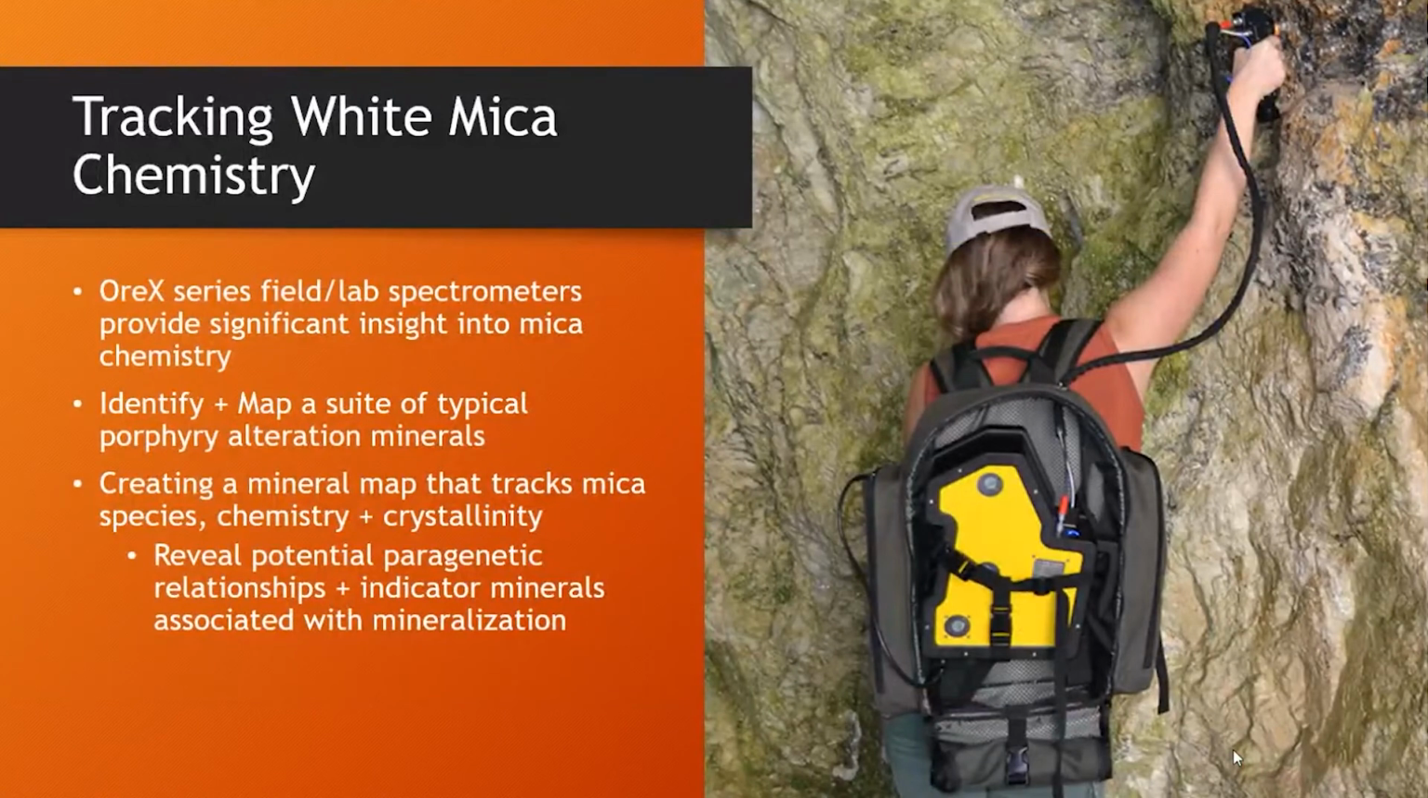This is why you would want to use one of the ORX series field spectrometers for this application, to give you significant insight into your mica chemistry. You're going to do this by identifying and mapping a suite of those typical porphyry alteration minerals. This will allow you to then go in and create a mineral map that actually tracks those mica species, the chemistry, and the crystallinity. This information will reveal potential paragenetic relationships and indicator minerals that are going to be associated with that mineralization.